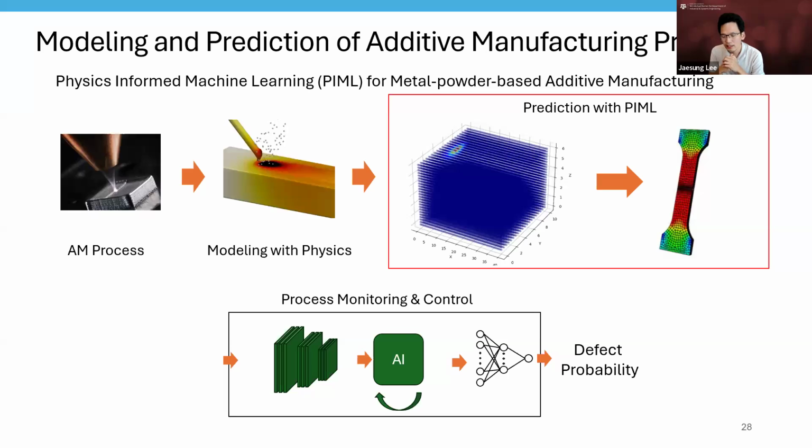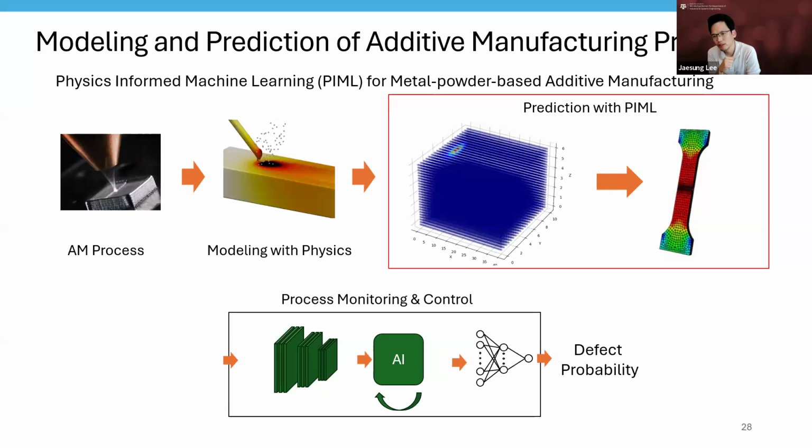So instead of just using the physics law to simulate it, we can incorporate this physics law into machine learning methodologies. And here in this animation, there is a blue cube. You could see some red circles going from left to right. It was simulating the temperature change of the metal powder.